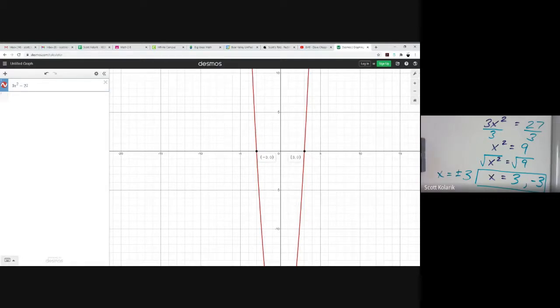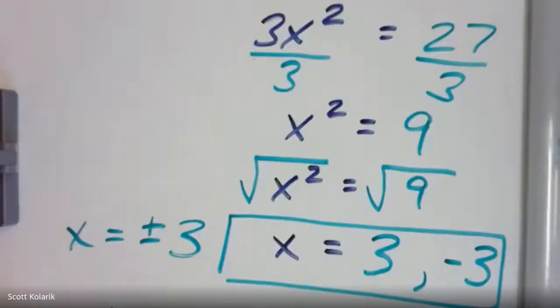Lo and behold, if you look back at the whiteboard up here, you're going to see positive 3 and negative 3 as those solutions. We just did it algebraically in this case using square roots, whereas in section 2, we would have used our graph to find those results.